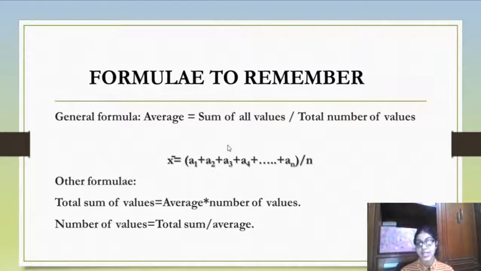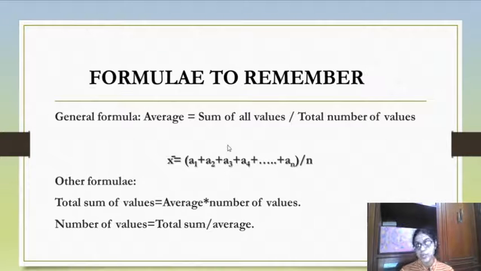Other formulae that are essentially derived from the general formula itself are the total sum of values, which you can find out simply by rearranging the general formula that has been given. The total number of values, you cross multiply it on the other side, you get that sum of values is equal to the average into the total number of values. So this is basically a rearrangement of the formula that you know. Even if you don't memorize it, as long as you know the general formula, you will have no issues deriving this in like a second on an examination paper.